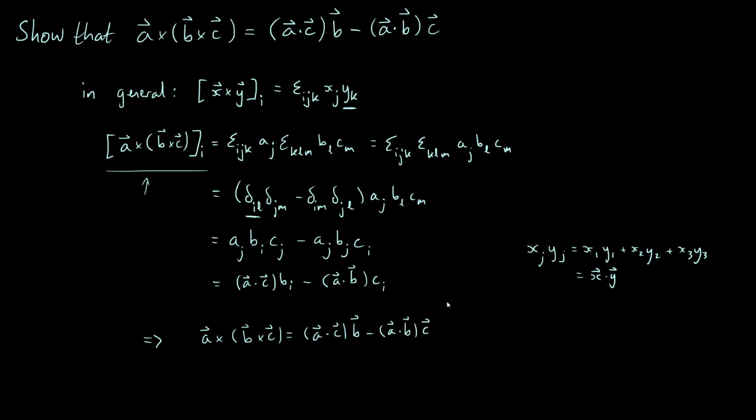So there we are. That's how you can concisely prove this vector identity using the Levi-Civita symbol and the Kronecker delta. And one use for this, for example, is understanding the centrifugal force, because the centrifugal force has a mathematical form where you have a vector crossed with another two vectors.